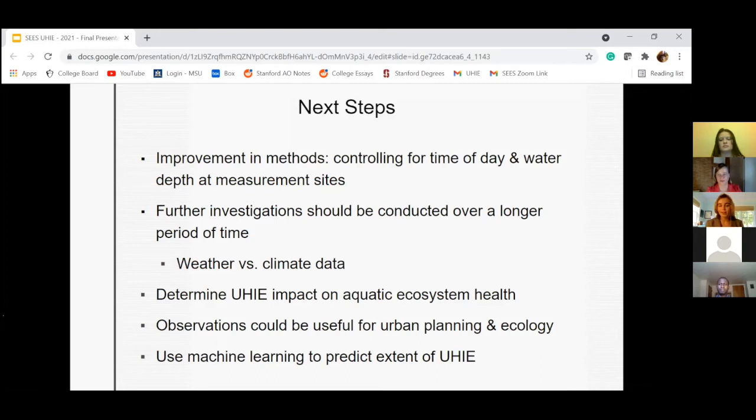Lastly, another idea our group had was using machine learning to predict the extent of the urban heat island effect. Not only could this help future field studies of site selection, but a machine learning model could add to the significance of field data like ours in evaluating ecosystem health. You'll hear more about that in the next section of our presentation.